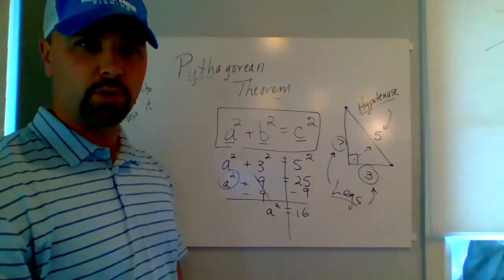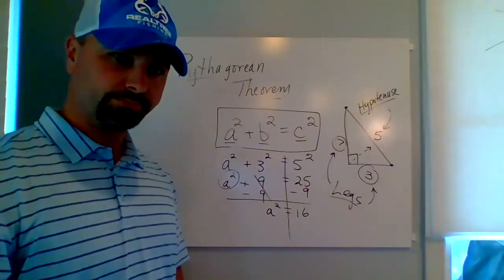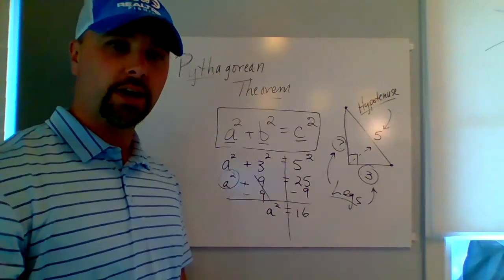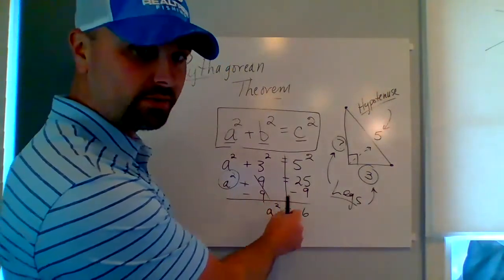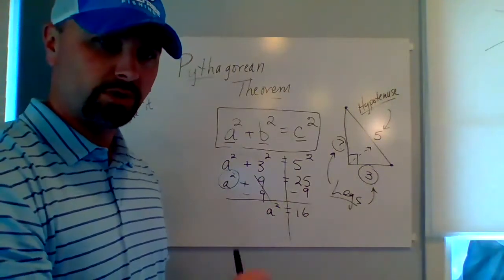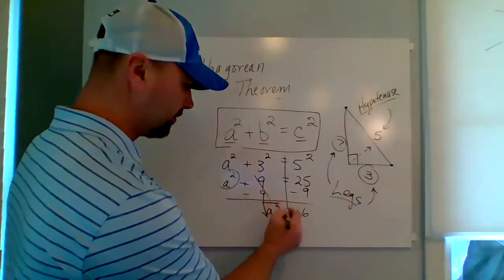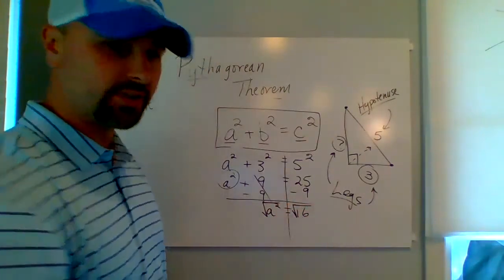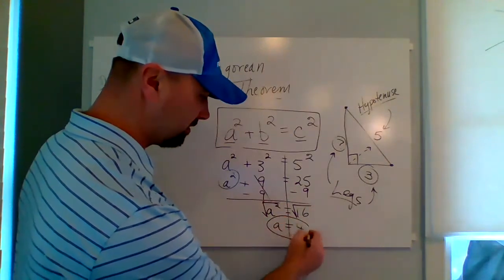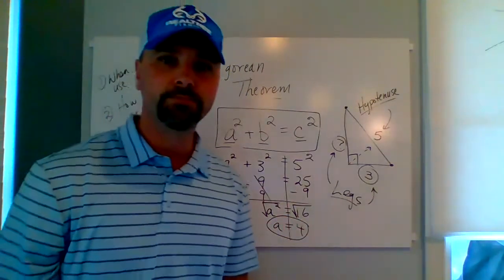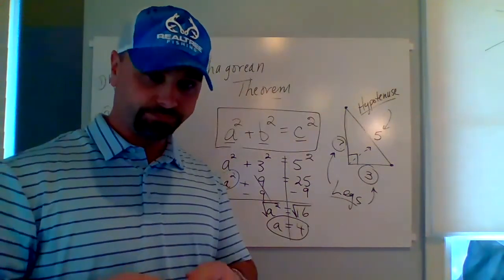Now here we're at the same point we were at the last problem, where I said the last thing you're always going to do is square root, because the side we're looking for squared is 16. So a number times itself is 16. What is that number? What is the square root of 16? A is equal to 4. All right? And so that's Pythagorean theorem.